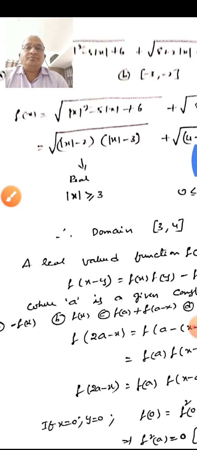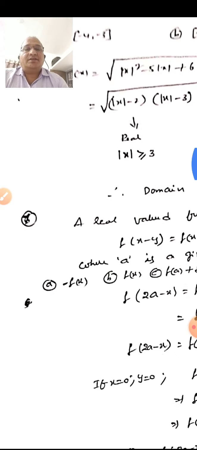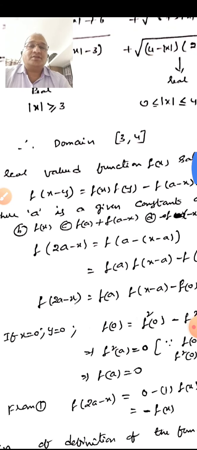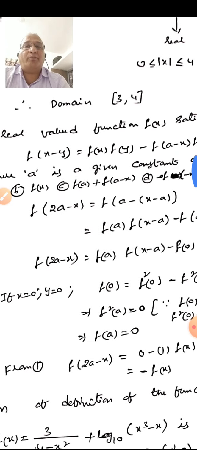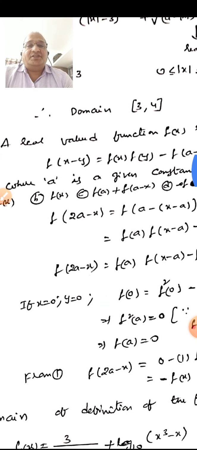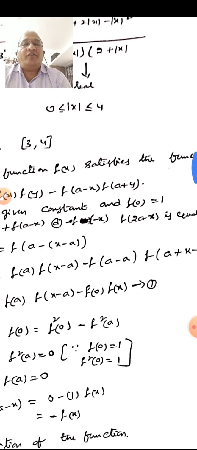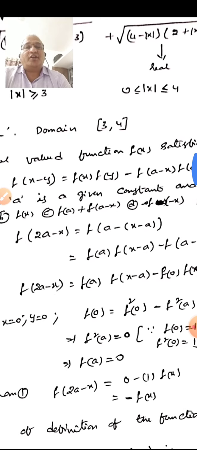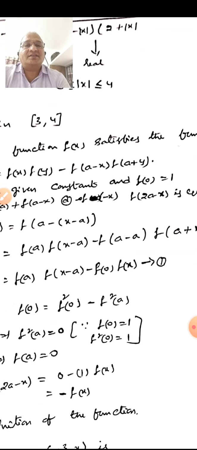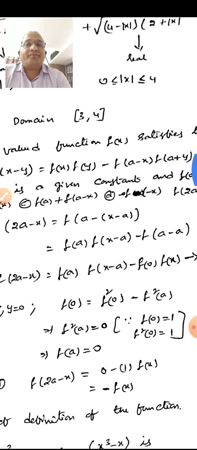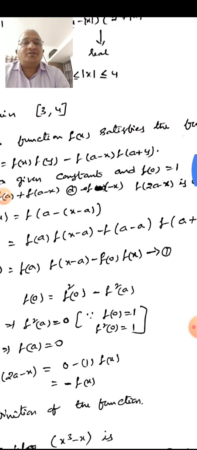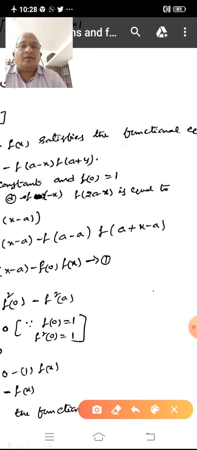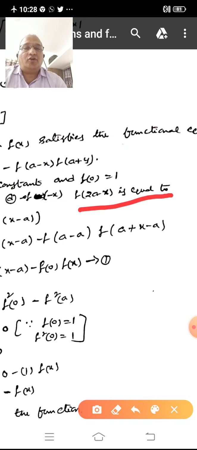Now I take the seventh problem. It is a problem which is a little bit applicative. This model question is very important, especially in JEE. Here, what is given: a real valued function f of x satisfies the functional equation f of x minus y is equal to f of x into f of y minus f of a minus x into f of a plus y, where a is a given constant and f of 0 is 1. Then they are asking the value of f of 2a minus x.